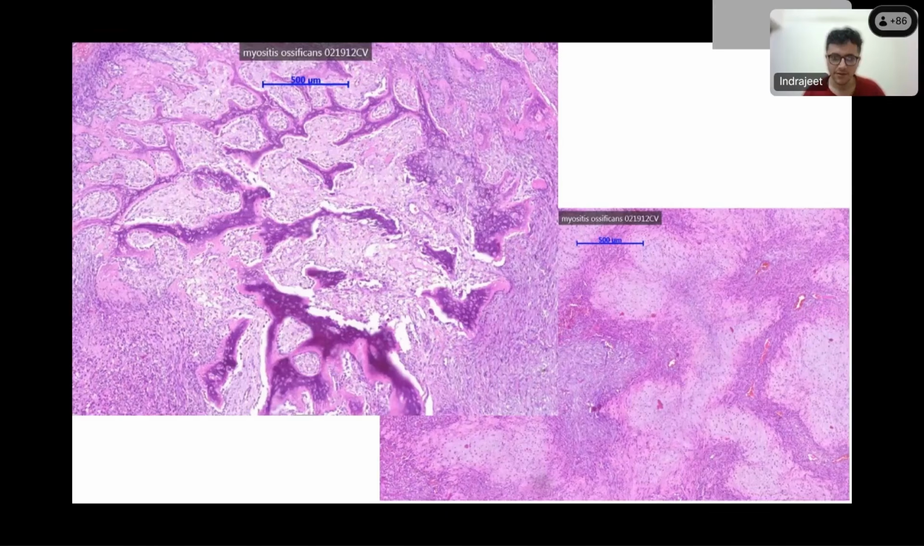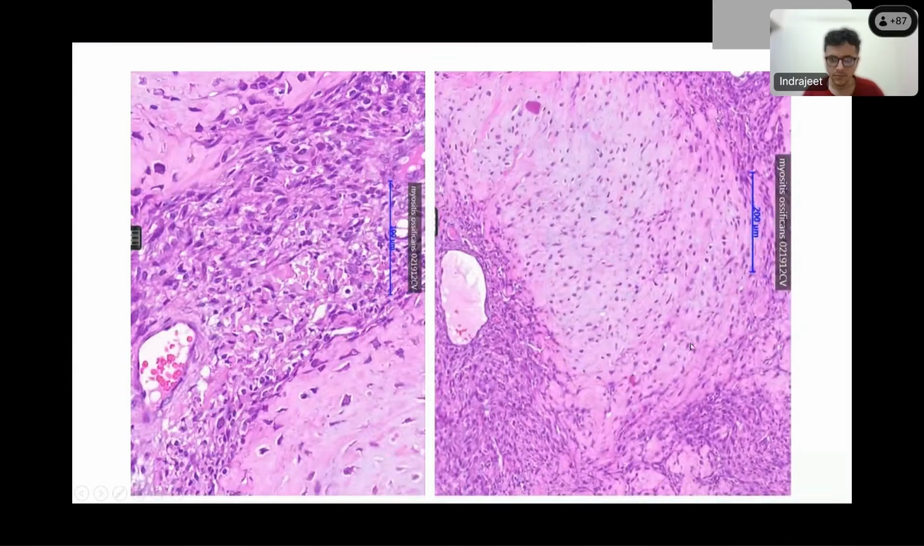Yes, ma'am. We have bony trabeculae which are partly mineralized, and in between we have spindle cell proliferation. Yeah, so this is a pretty organoid zonated type of ossification that is happening in this lesion. Along with that, there is florid spindle cell proliferation at the periphery, and this is the higher power.